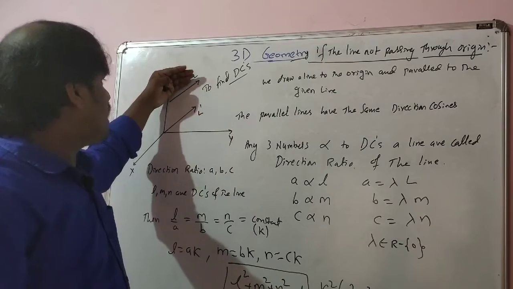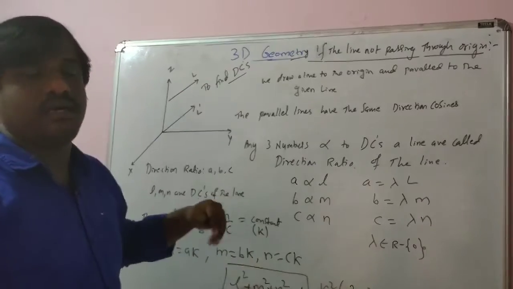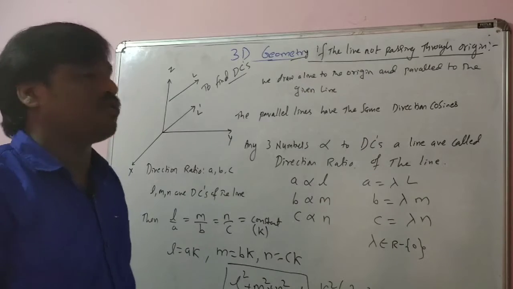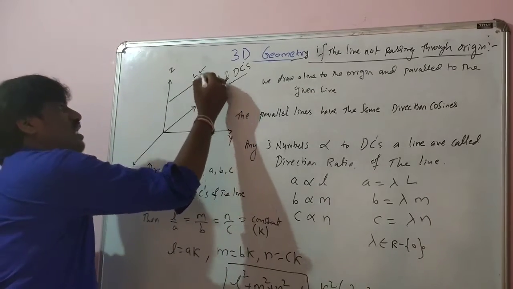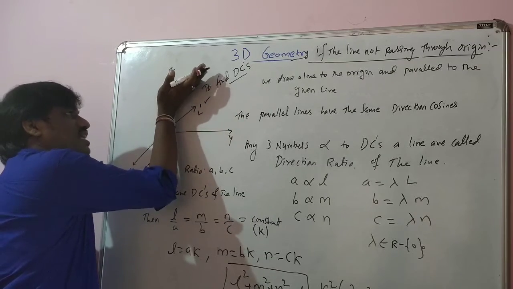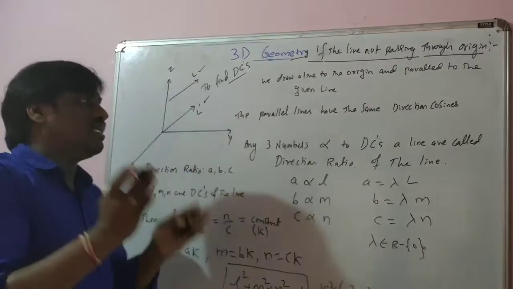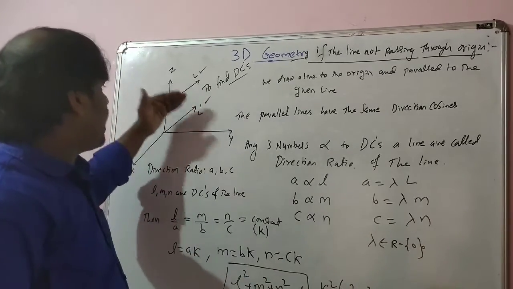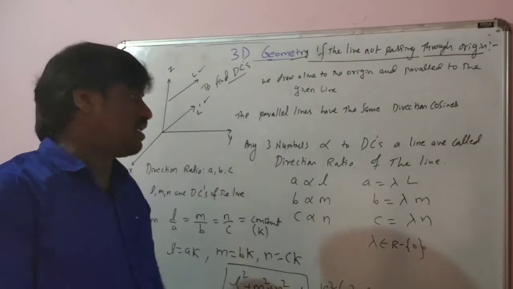So for this given line, we will draw a parallel line passing through the origin. Then the parallel lines have the same direction cosines, which means this line L and this parallel line L dash have the same direction cosines.